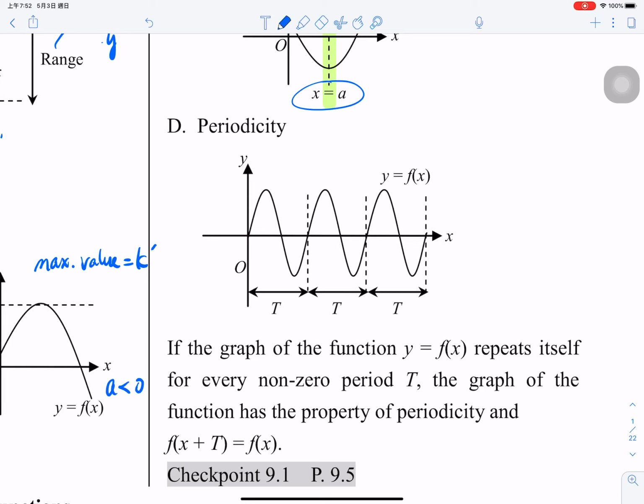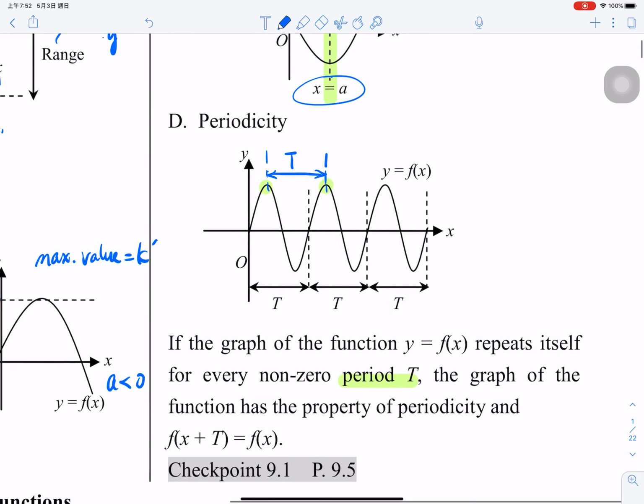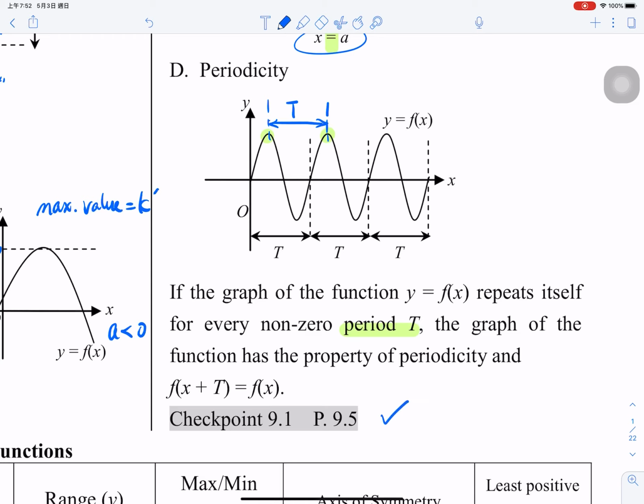For example, you can think of it as this one and this one. So the period T, and the maximum value occurred again. So this function repeats in certain period. Okay? Now, you can have a look at checkpoint 9.1 on page 5 and try to do it by yourself. Later on, we can check it all together.